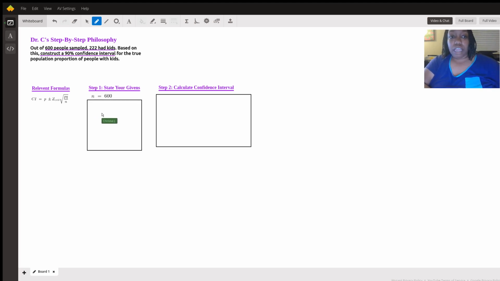They gave us a sample size, which again is not much, but from there we can calculate P. So P is 222 divided by 600, which is 0.37. And then from P, we can calculate Q. So we do 1 minus 0.37, that gives us 0.63.